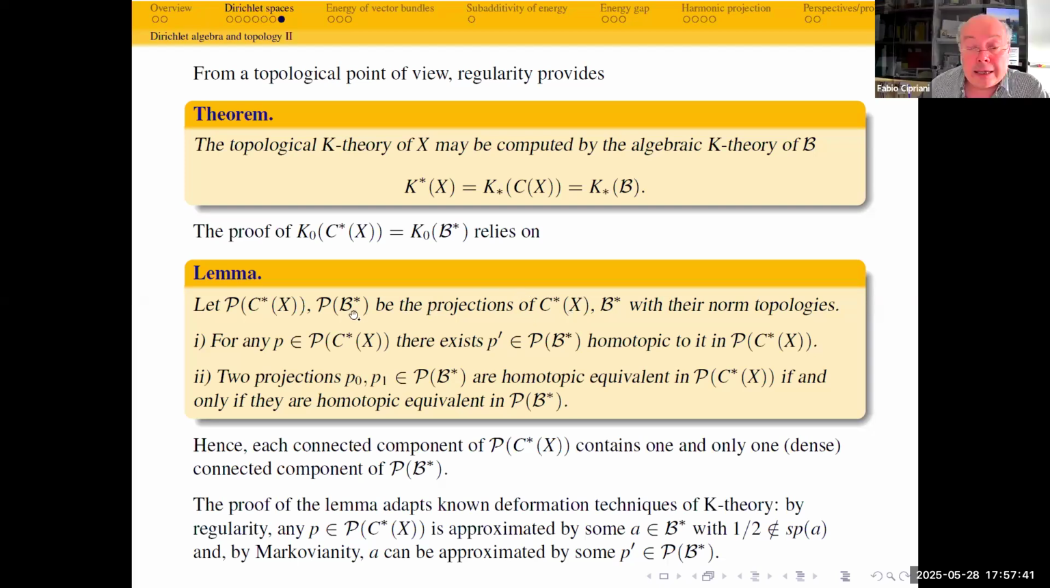Sorry. B is the Dirichlet algebra of the initial Dirichlet form on the topological space. B star is the Dirichlet algebra of its stabilization. Okay.